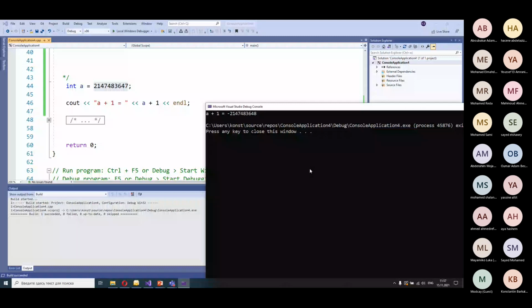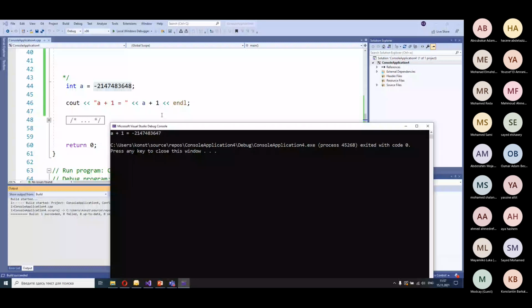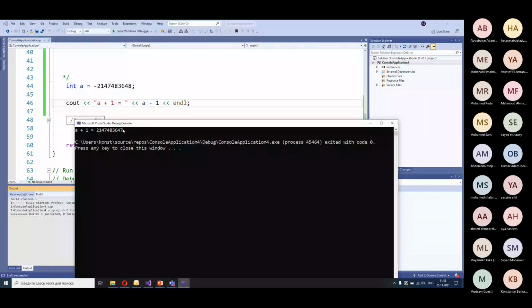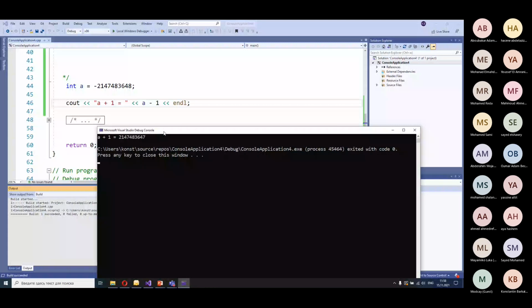And if you, for example, add 1 to the lower bound, you are still inside the range, so you see the correct result. Minus 214 and so on, and the last digit is 7. But if you subtract 1 from the lower bound, you'll see a positive number. The same situation. You will see a very large positive number.